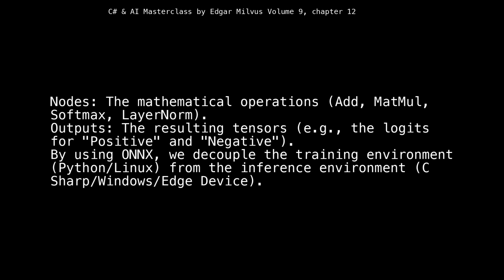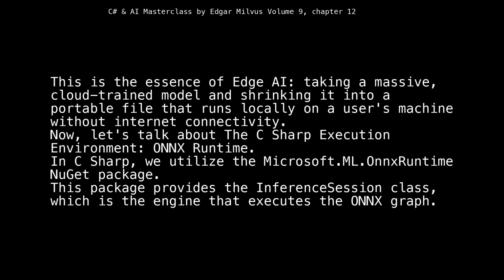By using ONNX, we decouple the training environment, Python/Linux, from the inference environment, C#/Windows/edge device. This is the essence of Edge AI, taking a massive, cloud-trained model and shrinking it into a portable file that runs locally on a user's machine without internet connectivity.